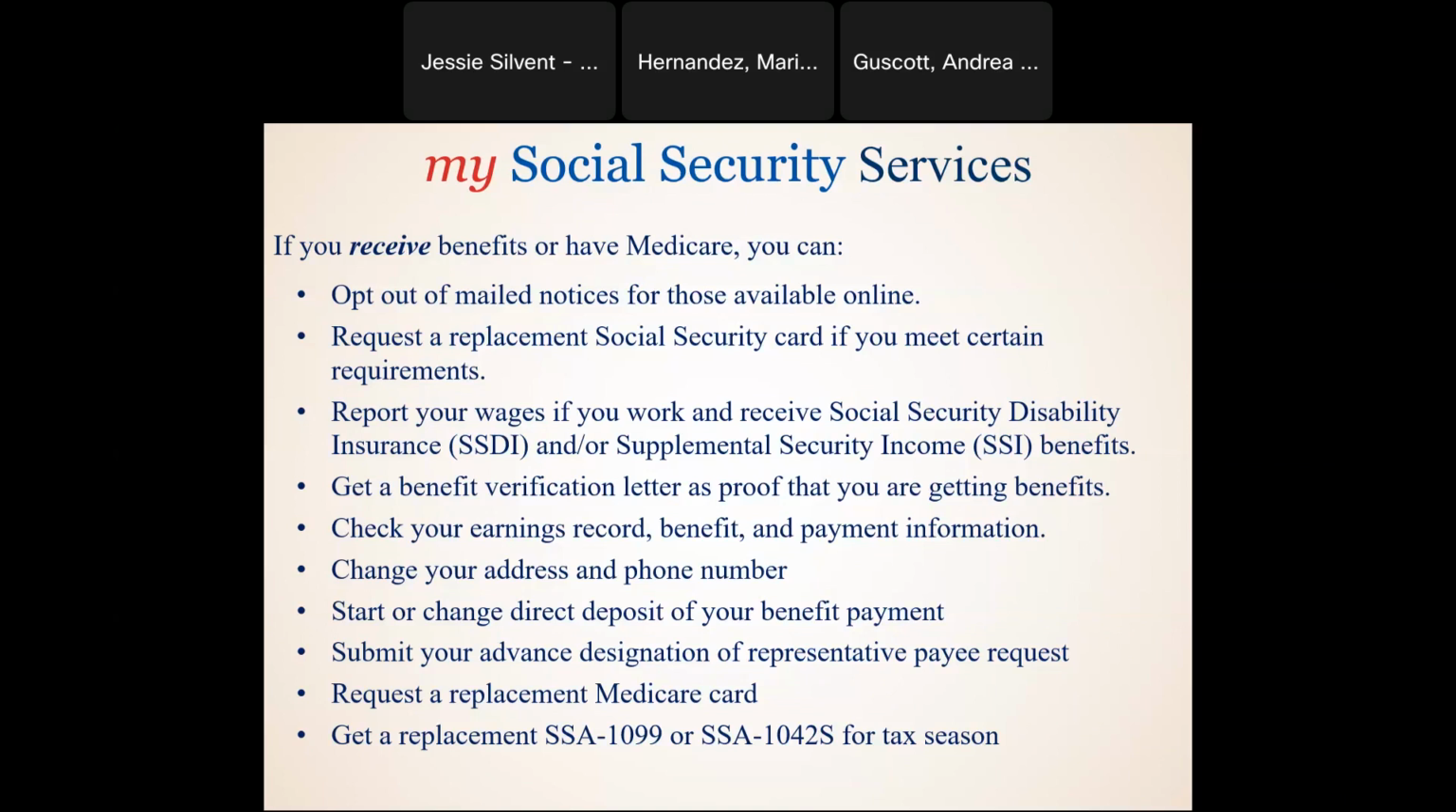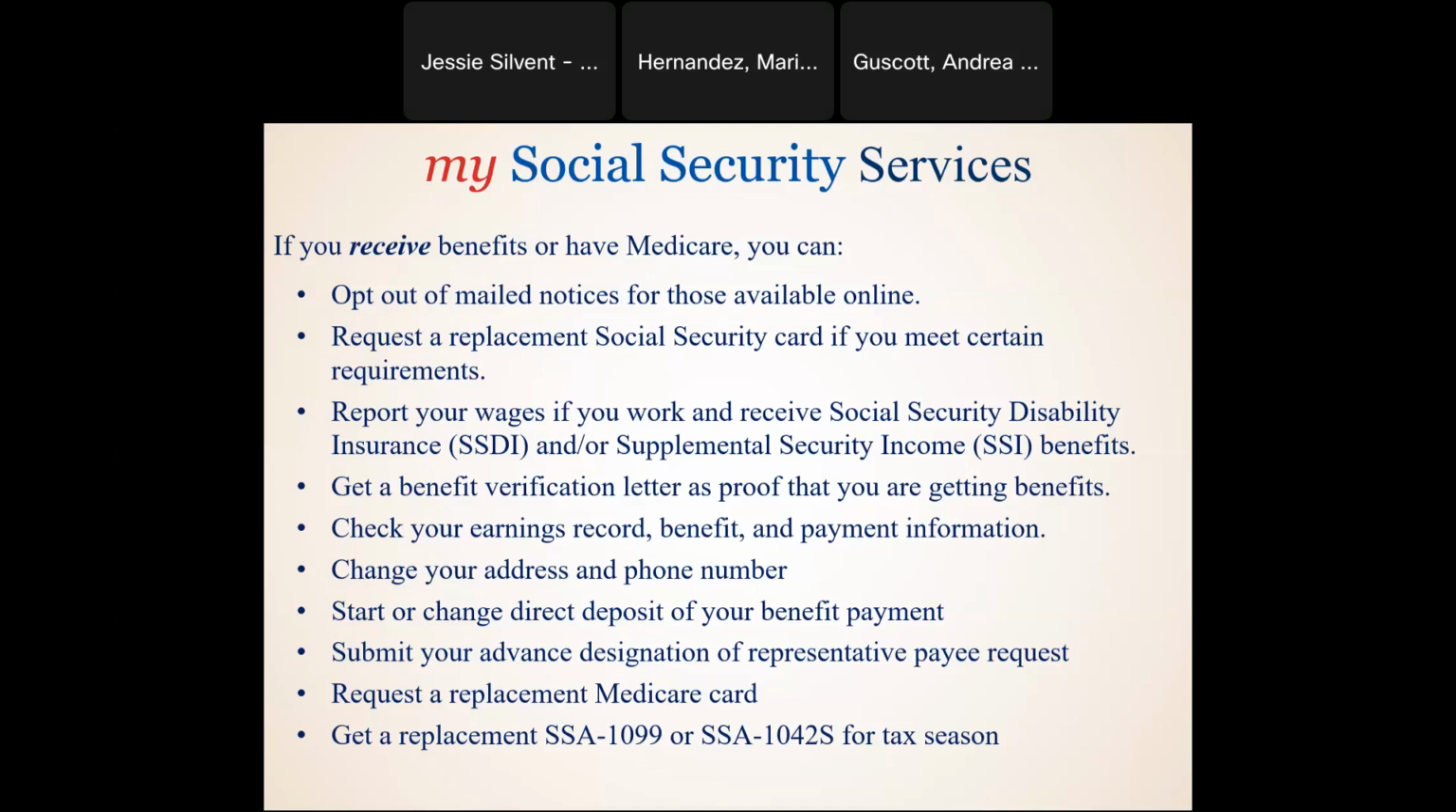As we talked about already, a person can report their wages if they're working and receiving either SSDI or SSI benefits. They can also get a benefit verification letter as proof that they receive benefits from our agency, which organizations, third parties, and agencies often request as proof and verification of that income. It's an easy way to get that information. A person can also check their earnings record, their benefit, and their payment information. They can change their address, their phone number, and start or change direct deposit.